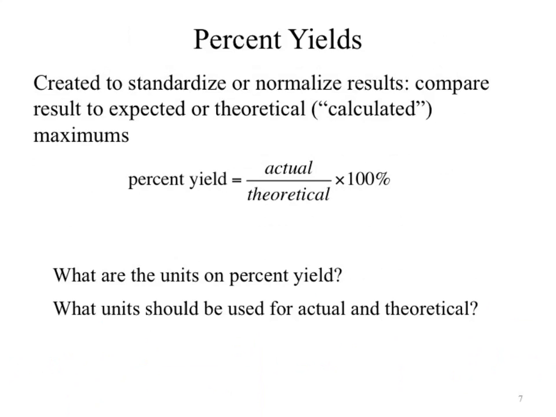So when I look at the actual yield, what units would we look at probably in that respect? Grams. Which means my theoretical yield better have what units? Grams, because the percent yield has no units. Those units must cancel each other. So if our actual yield is in grams, our theoretical yield had better be in grams as well. If our actual is in grams of gold, our theoretical needs to be grams of gold. The substance must be the same as well.